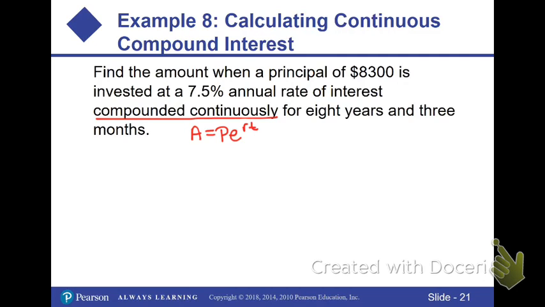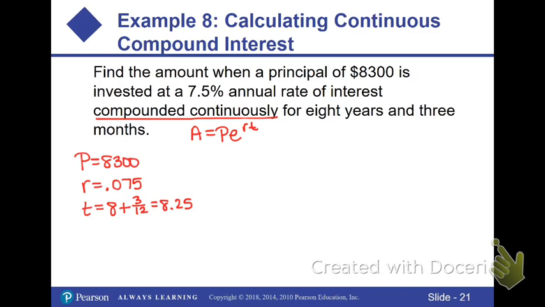Well, it told me the principal is $8,300. It's invested at 7.5%, so that's my rate. Change it to a decimal. Compounded continuously told us our formula. For 8 years and 3 months, well, remember I said time has to be in years, so this is 8 years and 3 months. Well, that's 3 out of 12 months. So that's 8.25 years.